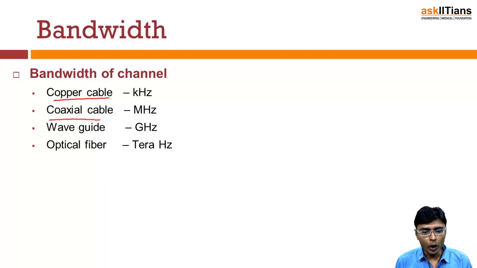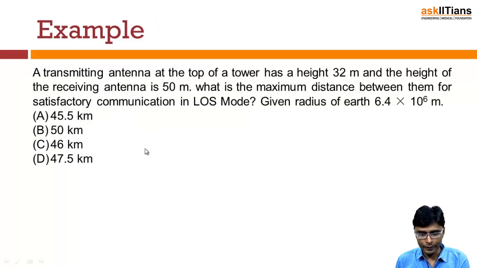Now, if we see the bandwidth of a channel, we know that the channel can be copper cable, coaxial cable, waveguide, and optical fiber, right? Depending upon these different channels, the bandwidth also changes. Let's suppose for a copper channel it is around kilohertz. For a coaxial cable it is around megahertz, for waveguide it is gigahertz, and for optical it is in the terahertz. So again you can see that the bandwidth is higher for the optical fiber.